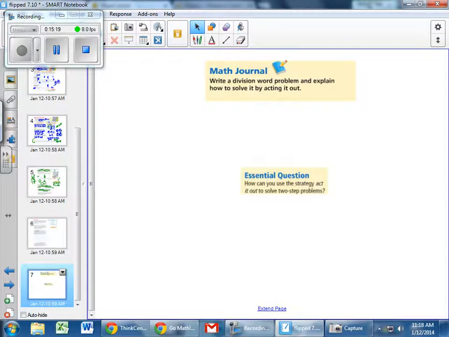Then on the bottom, in your math journal, you're going to write a division word problem and explain how to solve it by acting it out. Okay, so think of a division problem. Don't forget to put the prompt in your journal, the lesson number. We are 7-10, sorry. And write the prompt, and then you're going to write your division word problem and explain how to solve it, and then answer your essential question of how you can use the strategy act it out to solve two-step problems. So we upped it a little bit today, making it a little bit harder by making it multi-step problems. So how can you still use the strategy of act it out to solve those two-step problems?